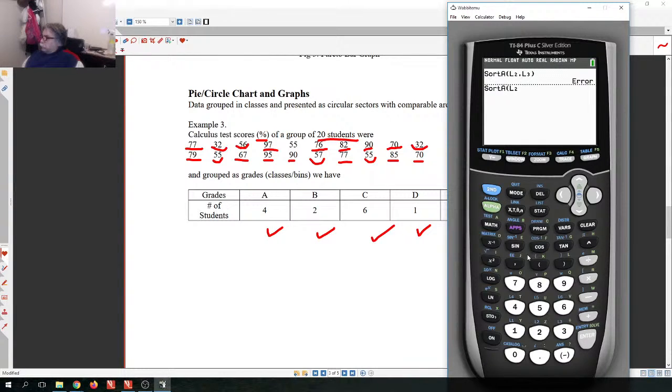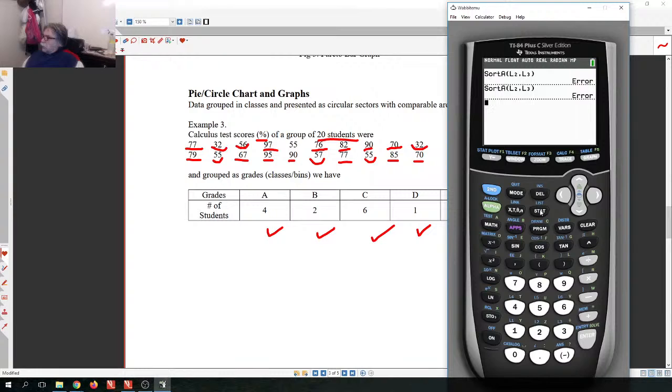List 2, comma, list 3. Uh-oh, it's complaining. Okay, so maybe I don't know how to use this, right? So I'm just going to sort one list. Oh, I understand. It's an optional sorting: list 3 has to be connected with list 2, so I have to have the same number of items. Okay, I'm not going to do that now.